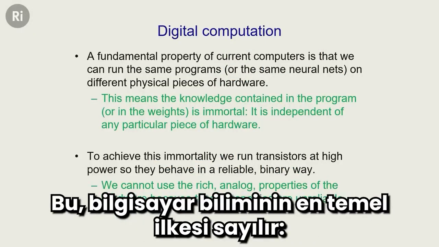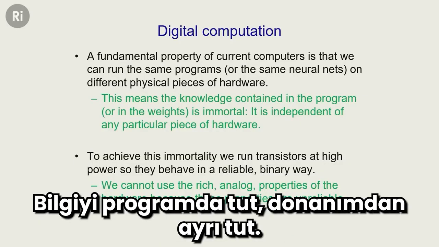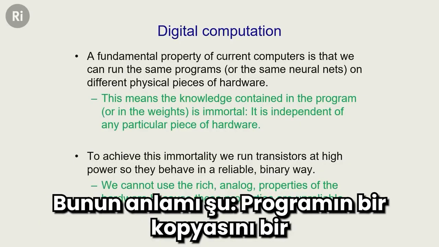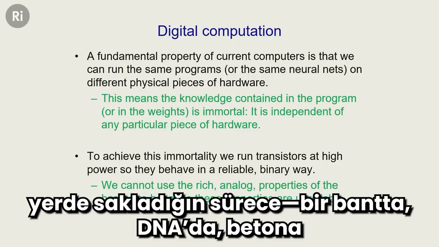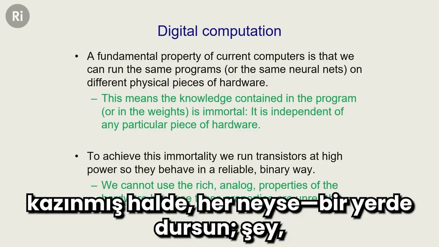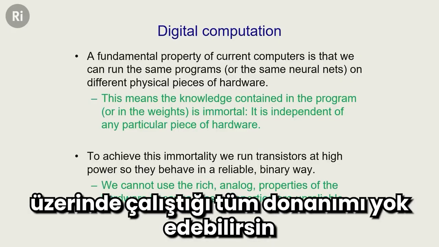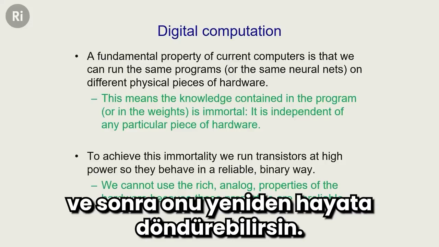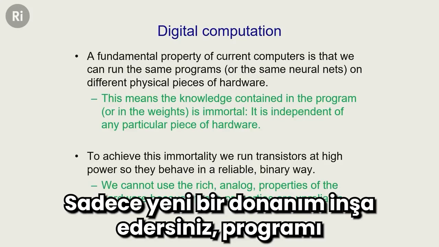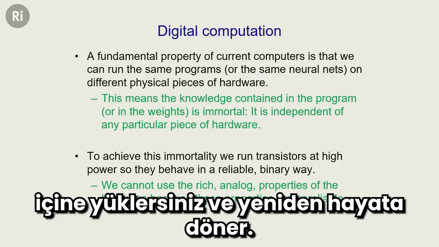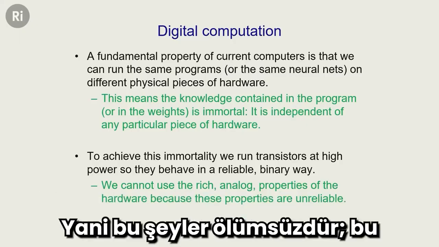But the knowledge that's in the program is separate from the hardware. That's the most fundamental principle of computer science: keep the knowledge in the program separate from the hardware. What that means is, as long as you keep a copy of the program somewhere, on a tape or in DNA or scrawled in concrete, whatever, you can destroy all the hardware it runs on, and you can bring it back to life. You just build new hardware, put the program in, and it comes back to life.